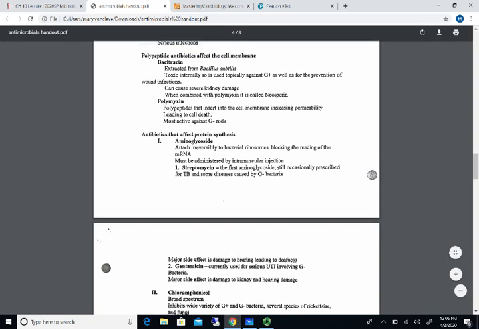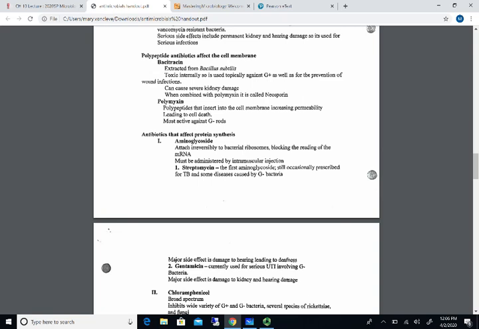Now, antibiotics that will affect the cell membrane, one of which is bacitracin. We already mentioned bacitracin a moment ago. It is extracted from a bacterium known as Bacillus subtilis. It is toxic internally, like I said before, so you don't want to ingest it. It is toxic to your kidneys and can cause kidney damage.